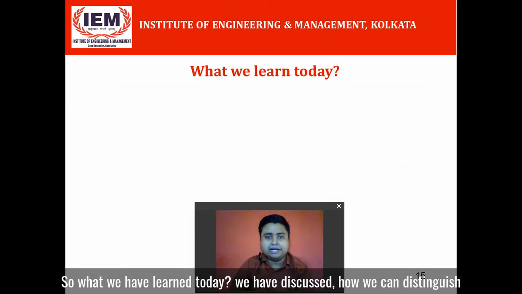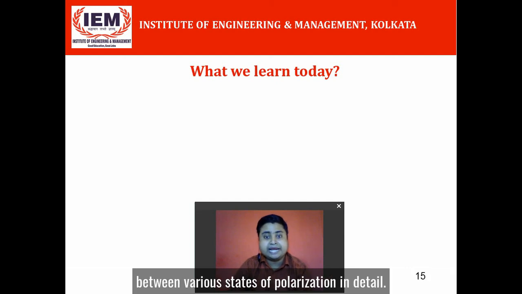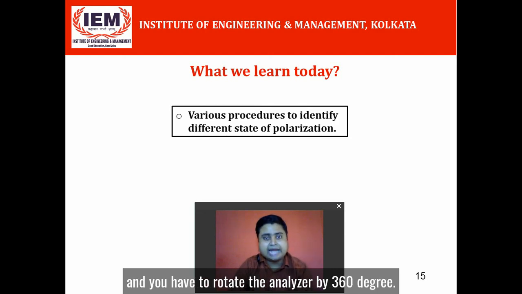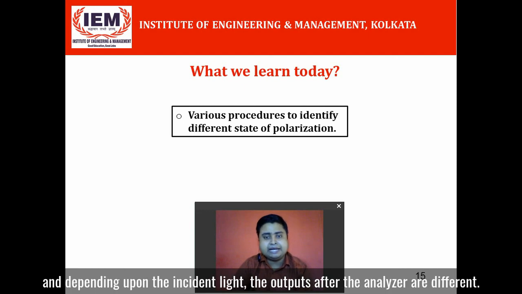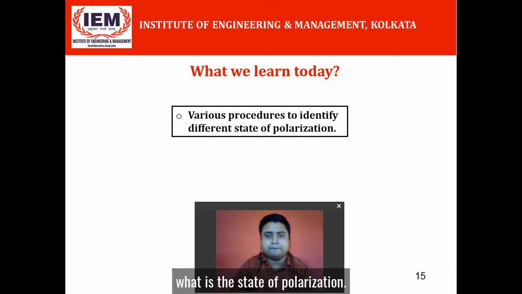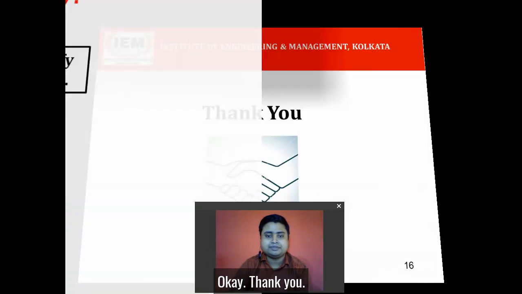So what we have learned today: we have discussed in detail how we can distinguish between various states of polarization. In all the cases you need an analyzer, and you have to rotate the analyzer by 360 degrees, and depending upon the incident light, the output after the analyzer is different. So just by seeing the output of the analyzer after 360 degree rotation, you can conclude what the state of polarization is. Okay, thank you.